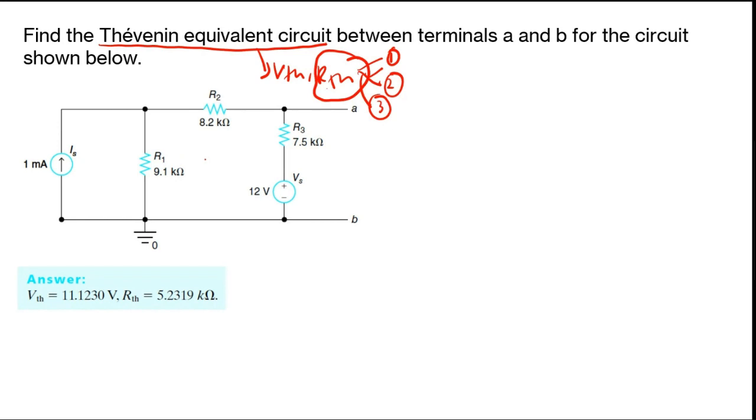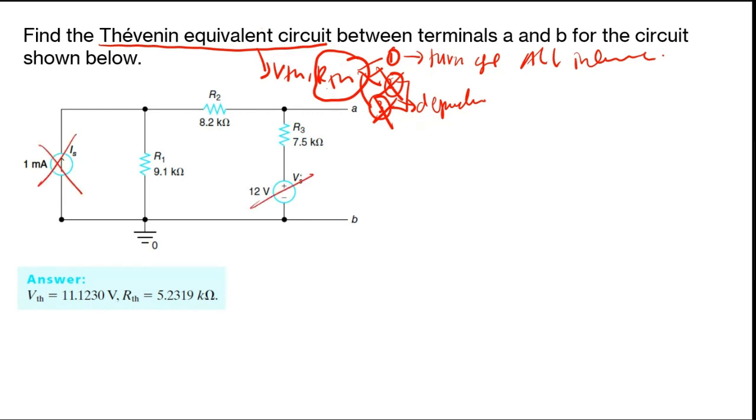Method 1. Why method 1? Independent source, because we have all independent sources, right? So obviously for method 2 and 3, it's if you have the dependent source. So you can just cross out method 2 and 3, and straight away use method 1, where you can just turn off all the independent sources. Alright, so that means that in order to calculate your RTH, you can just turn off these two.